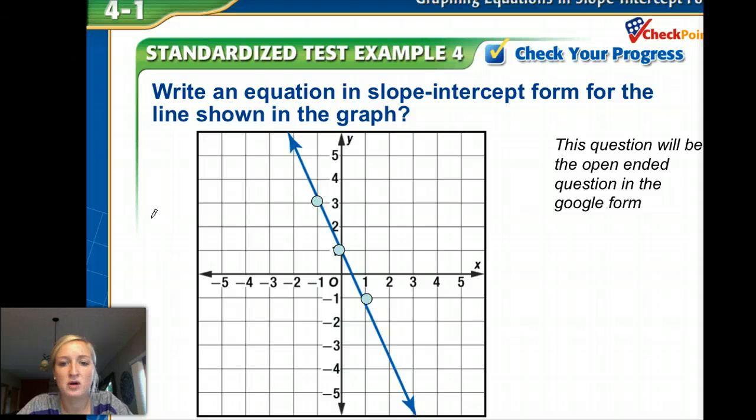So this is the open-ended Google question. I'm not giving you multiple choice. What I want you to do for the open-ended question is tell me what the equation is in slope-intercept form for the line shown. So just like I did in the previous example, start with your y-intercept, figure out what your y-intercept is, and then figure out what your slope is, and make sure that it's written in y = mx + b form.